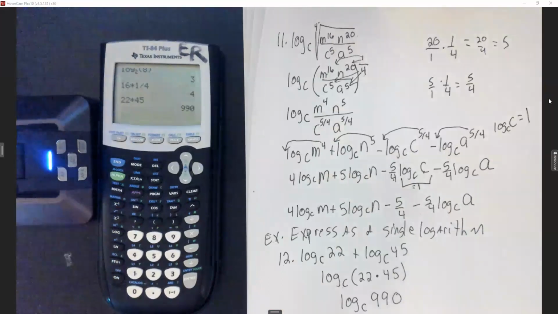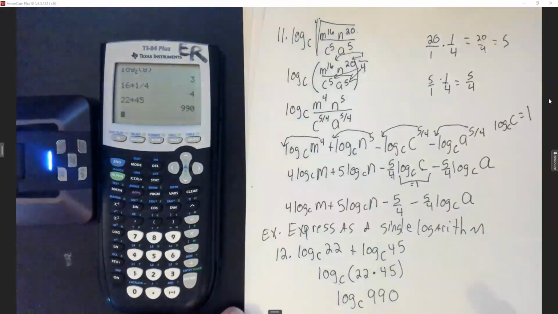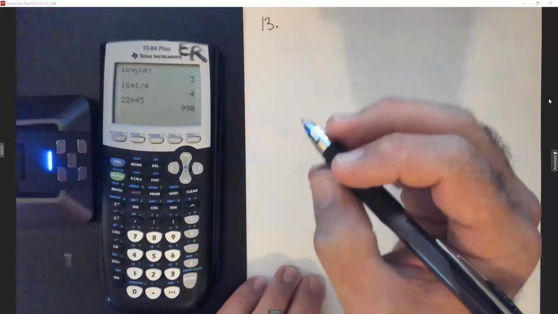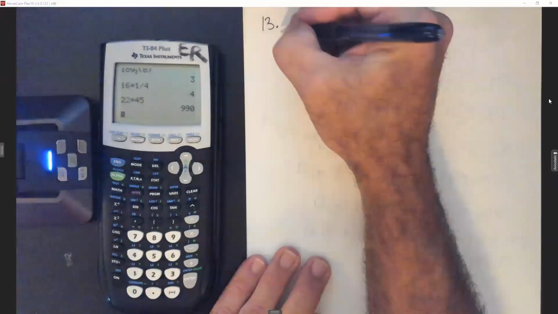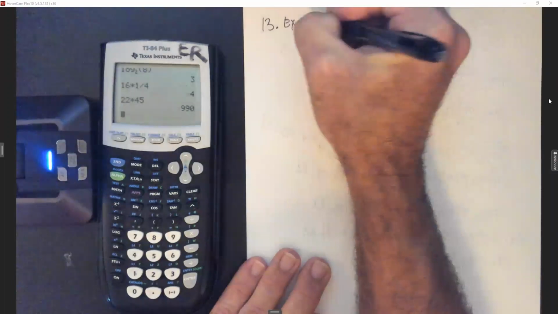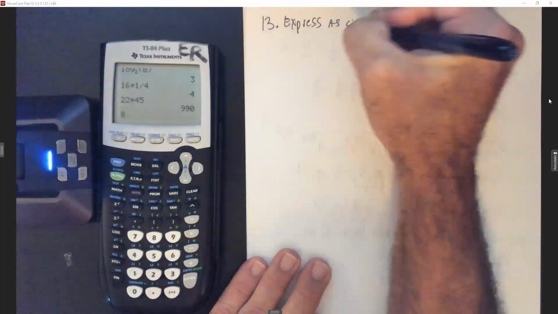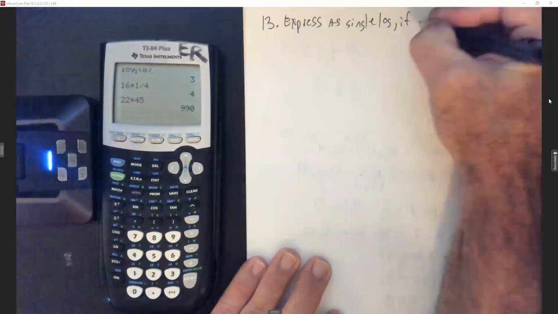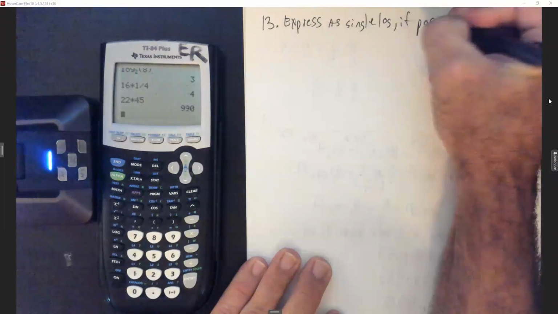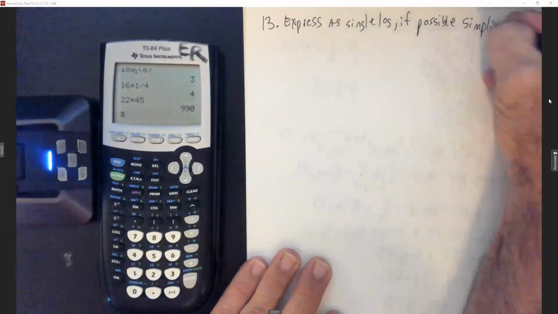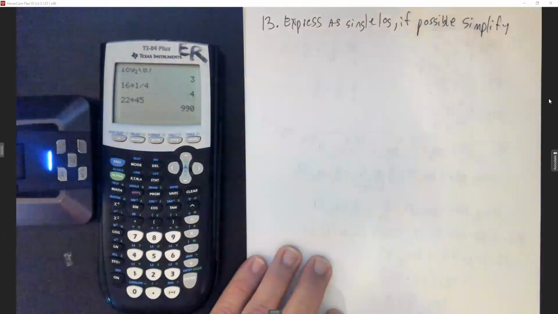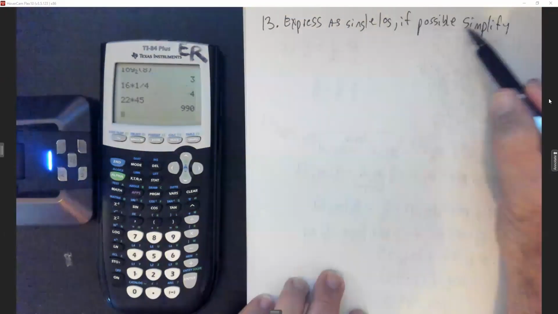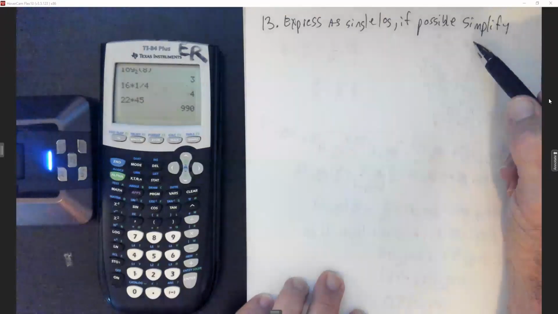All right, so that's all they wanted on that. So we go to number 13. Number 13 says express as single log. If possible, simplify. And y'all, I'm pretty sure that it's going to simplify because they wouldn't write that on this problem if it didn't. So look what we got.